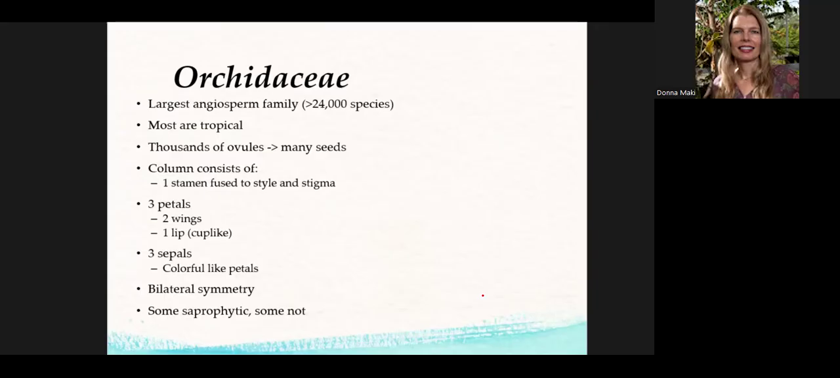But anyways, this flower type is more advanced. When you look at it, it has fusion of lots of parts. So the male, the stamen part, is fused to the style and stigma. So you have to look really closely. And then you have 3 petals, but you also have 3 sepals that are the same color, even though technically they're sepal tissue.